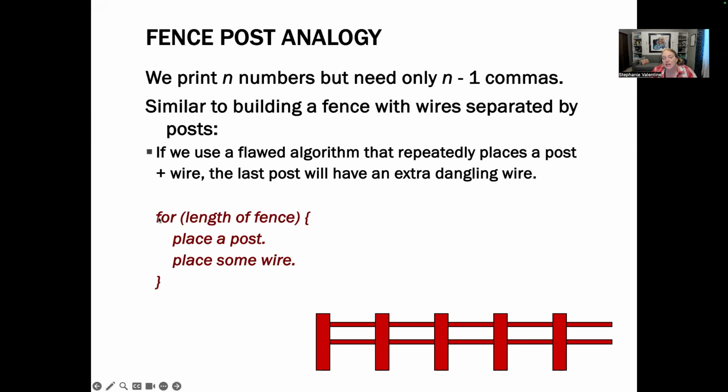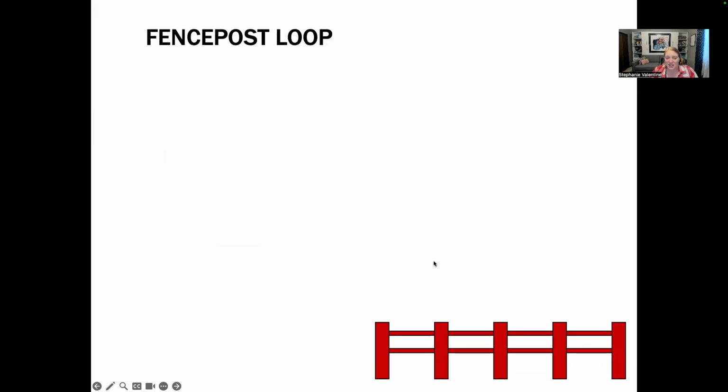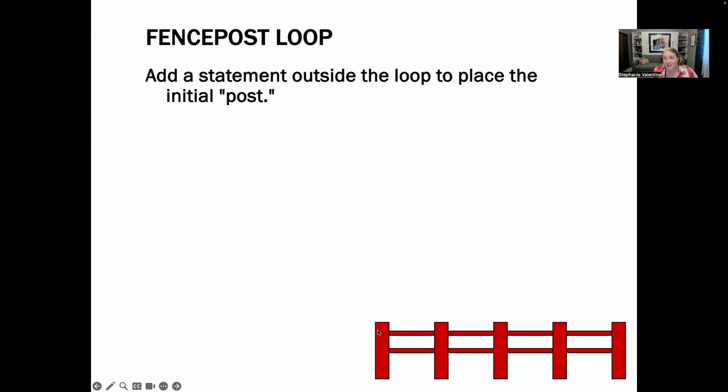So if we have our for loop, like for the length of the fence, place a post, place some wire every single time, we're going to end up with this extra dangling wire at the end that's not actually great. A fence post loop is going to make sure that you only add the wire in between the posts, not after or before every post. Otherwise, the wire is just going to dangle there.